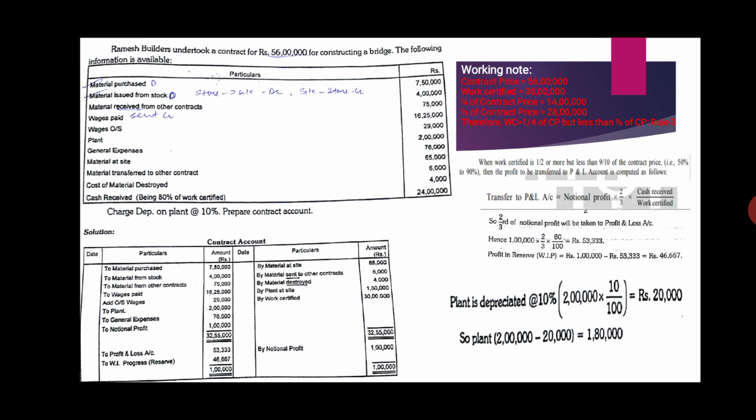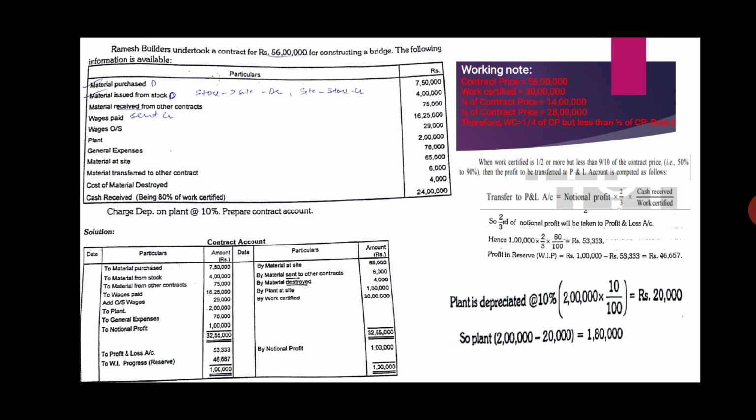Notional profit, which is 1 lakh, multiplied by 2 by 3, multiplied by cash received, which from the question is 24 lakh, divided by work certified. Work certified is also given as 30 lakh. It is given that 80% of work certified is cash received. So 80% of work certified equals 24 lakh, and work certified will be 24 lakh into 100 by 80. In this way you are able to calculate the P&L account amount, which is how much?